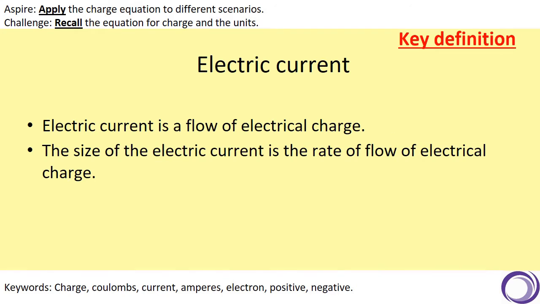Key definition then, record this. Electric current is a flow of electrical charge. The size of the electric current is the rate of the flow of the electrical charge. So if you've got current flowing faster, there's more charge going around the circuit. So the more charge is flowing, the bigger the current is.